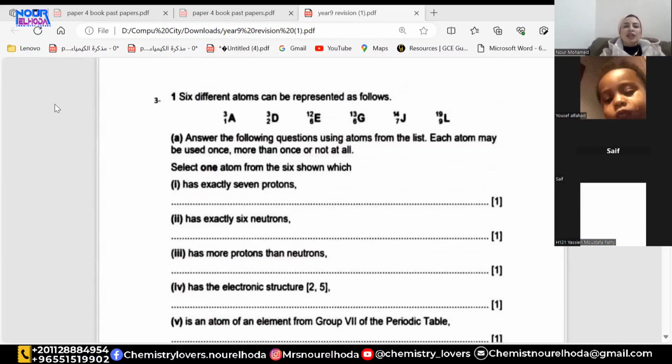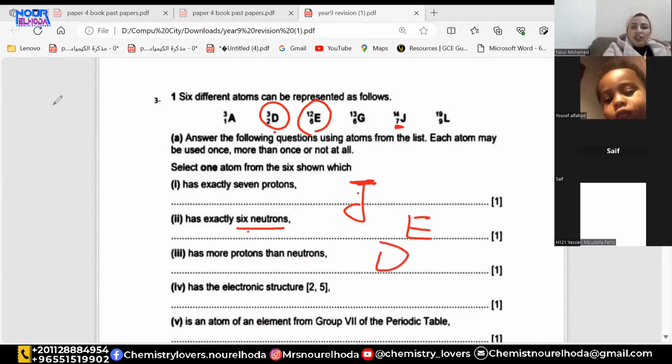Yeah. This one, I have 7 protons. To check which one has 7 protons, I'm going to choose this one, because the small number is the proton number. Which one has 6 neutrons? To get the neutrons, you subtract the big number minus the small number. So it's going to be E, because the big number is 12 while the small number is 6. But which one has more protons than neutrons? I'm going to choose D. Why D? If you check D, how many electrons does it have? 2. How many protons? 2.